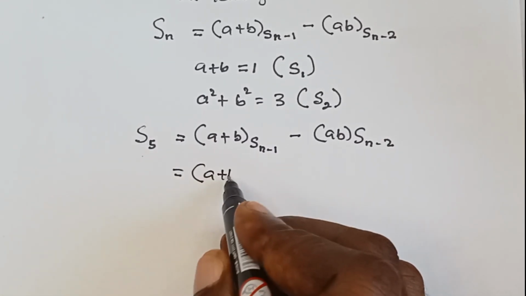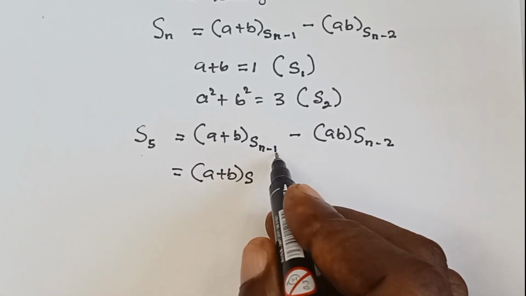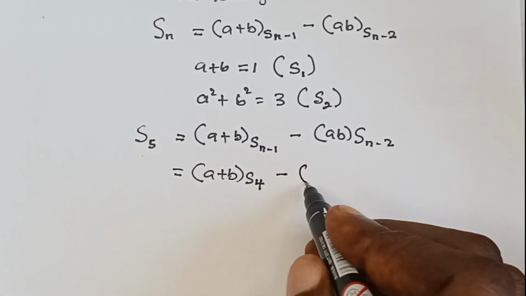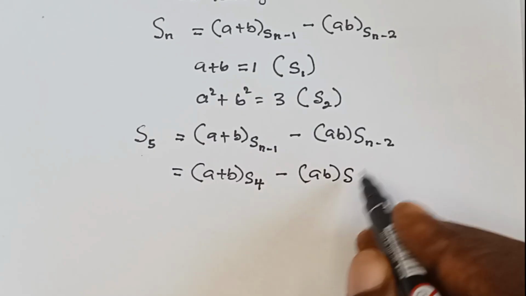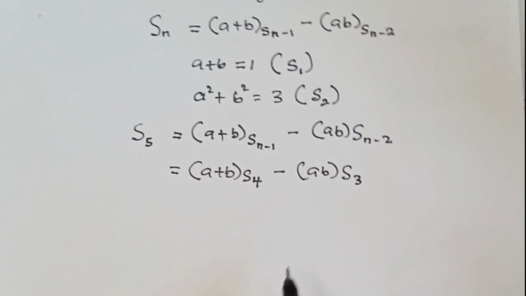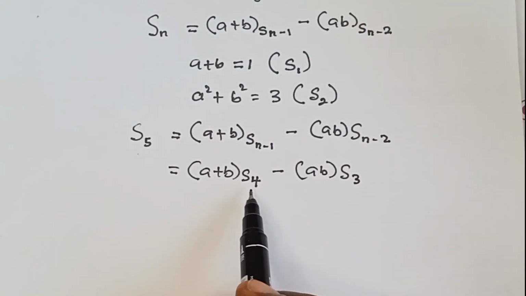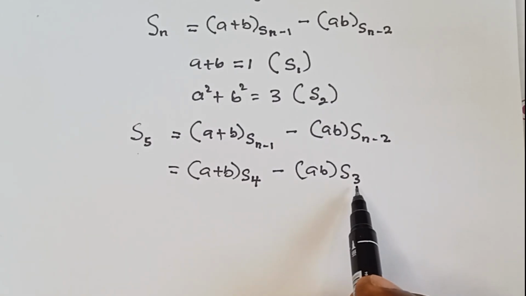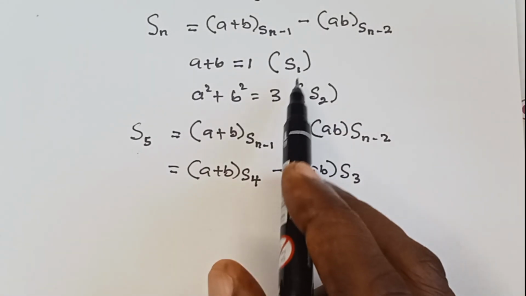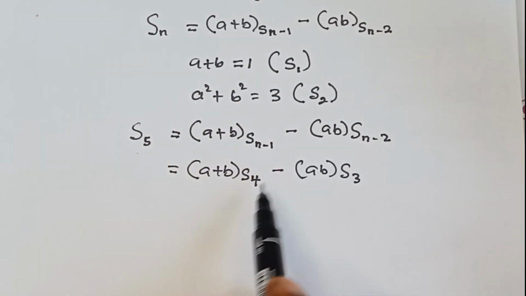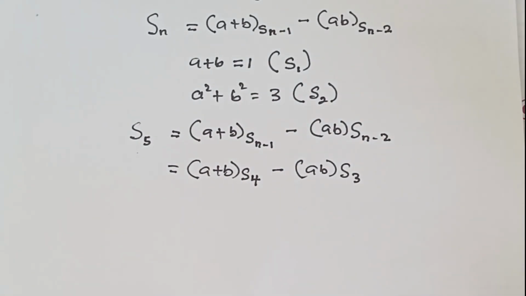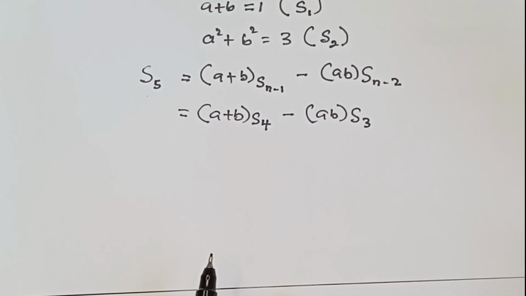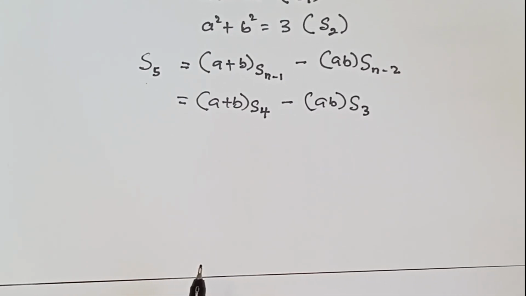So we have a plus b, 5 minus 1, this will give us 4. Then we have ab, 5 minus 2 will give us 3. Okay, so it means we need the sum of the fourth power of that root a and b, and we also need the sum of the third power of that root a and b. We are only given the S1 and the S2, we need the S3 and the S4. So it means we have to use the same recurrence formula to find our S3 and our S4 first.